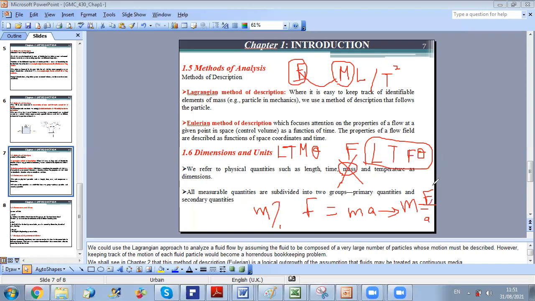To write M in the LTF theta system, the unit of force is F because it's a primary quantity, over acceleration, which is meter per second square, so F over L over T square. So in this system, LTF theta, M is a secondary quantity, while F is a primary quantity. And the dimension of M can simply be written as F times T square over L. Now, let us take the same example of work. Expressing work in the LTF theta system is easier, because work is F times D. Since F is now a primary quantity, the dimension of work is F times L.